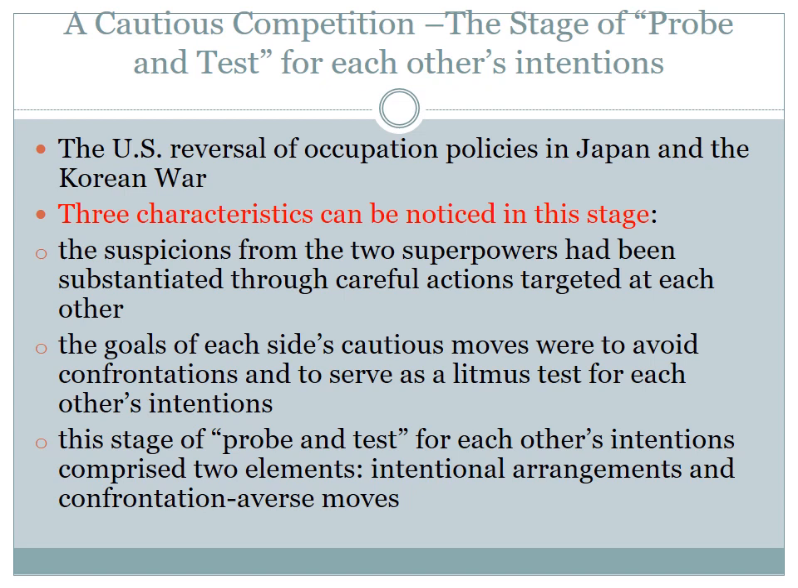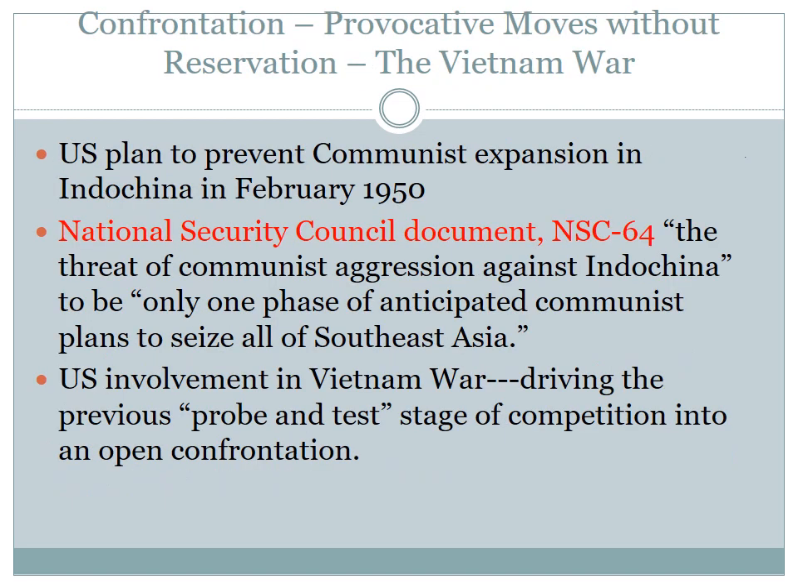Let's talk about the intentional arrangements and confrontation of the two superpowers from 1948 to 1953 to check their intentions, and the intentional arrangements and their calculations. Starting from October 1948, the US forced a reversal in its occupation policy in Japan, with policies changed from reforming Japan to rebuilding of Japan.